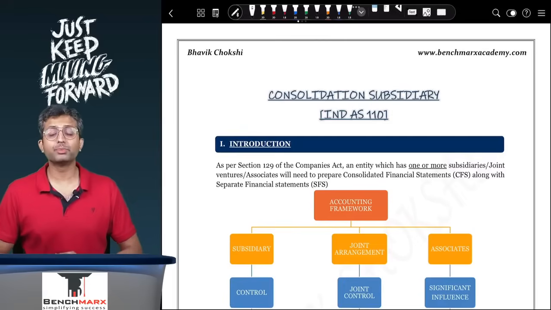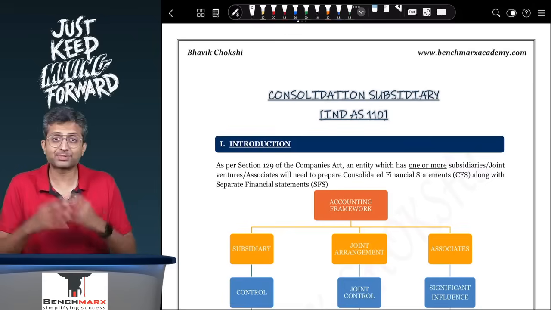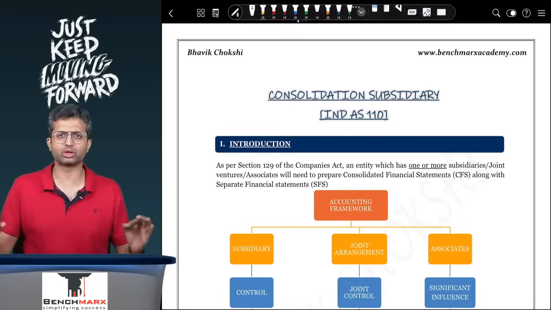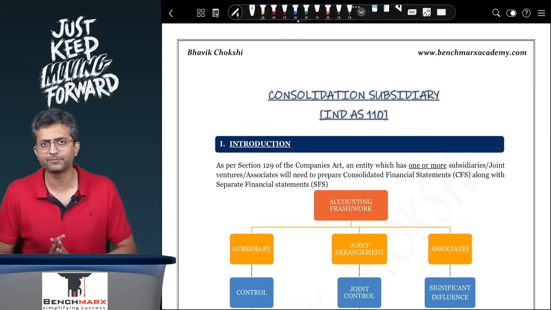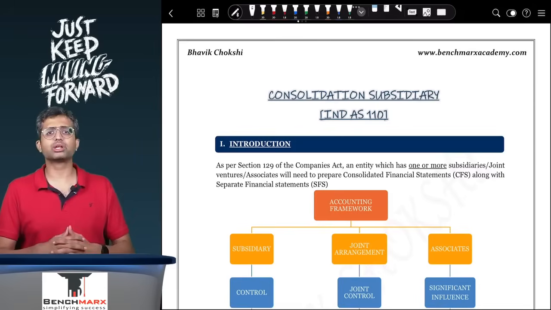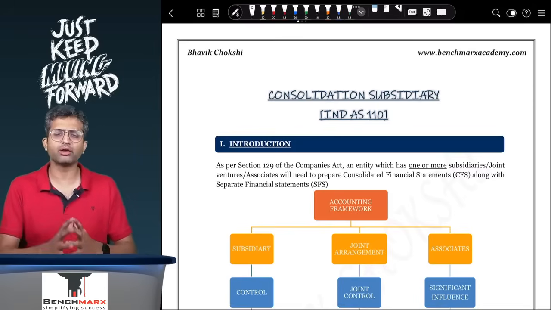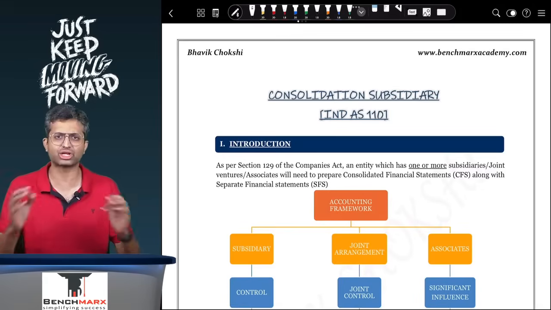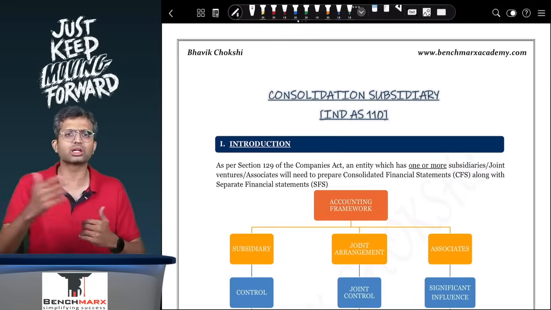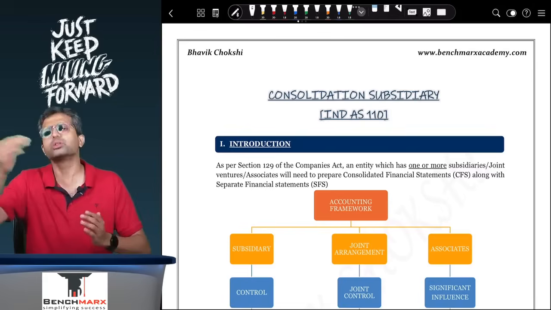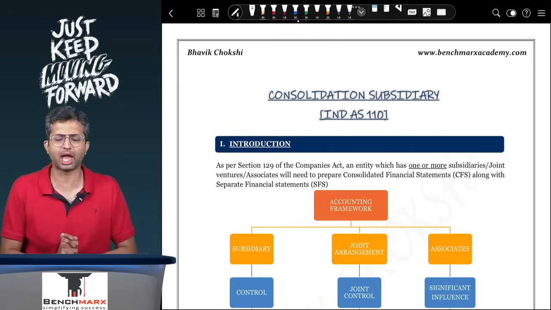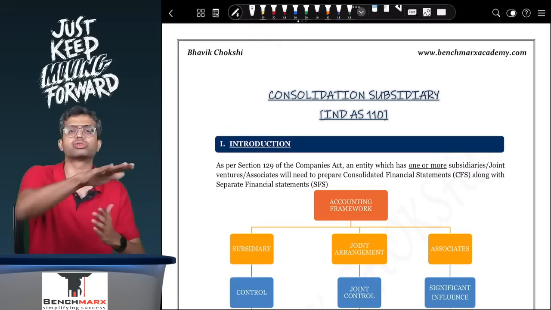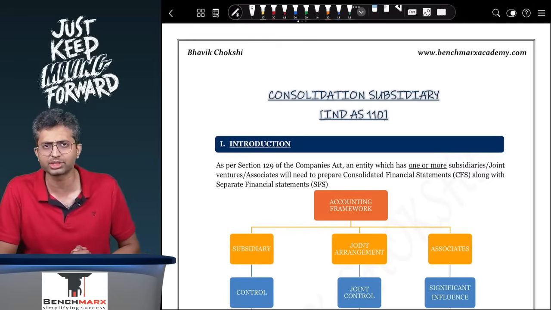In today's video, we will be doing a quick revision for the concepts and all the key adjustments for consolidation in case of a subsidiary. The legal guidance over here is given under IND 110 and the accounting framework has been given by Companies Act section 129, which requires that a company which is a subsidiary, also a joint venture or an associate, if applicable, will have to prepare consolidated financial statements in addition to the standalone financial statements.